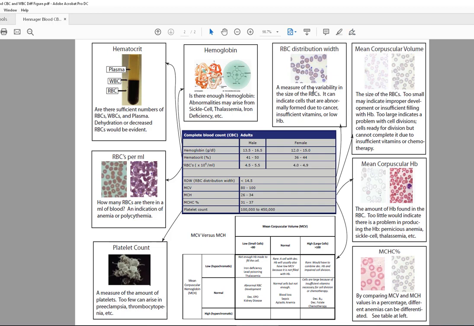Now, I'm going to explain these briefly, but again, you're not really held to it. I just think it's cool. So red blood cell distribution width means do you have different sizes of red blood cells, some small, some large. That's usually an indication of cancer or not enough vitamins, because B vitamins are really important for making red blood cells and making hemoglobin. Mean corpuscular volume basically comes down to what's the size of the red blood cells.